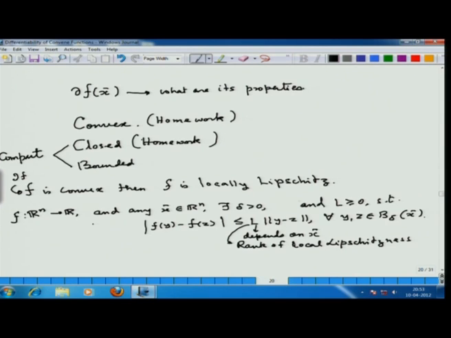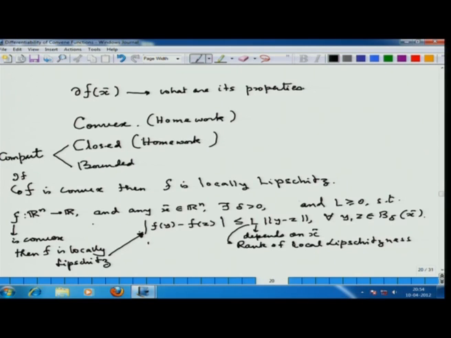This constant will change if you change your x bar, but if this constant does not change once you change your x bar, then such a function is called globally Lipschitz. So, if f is convex, then f is locally Lipschitz. Any convex function will satisfy this property.